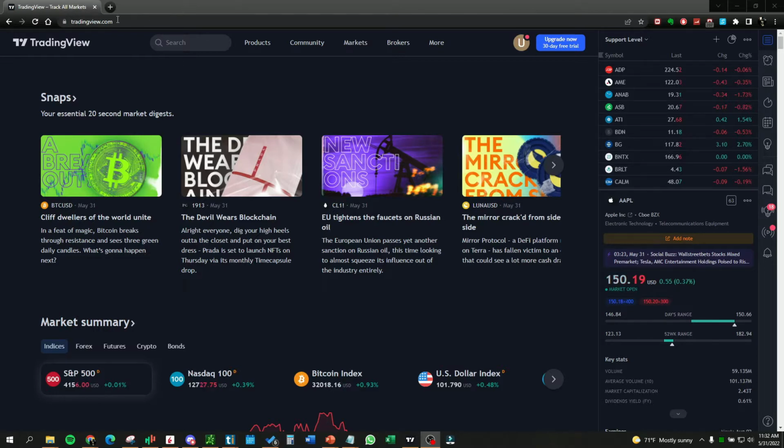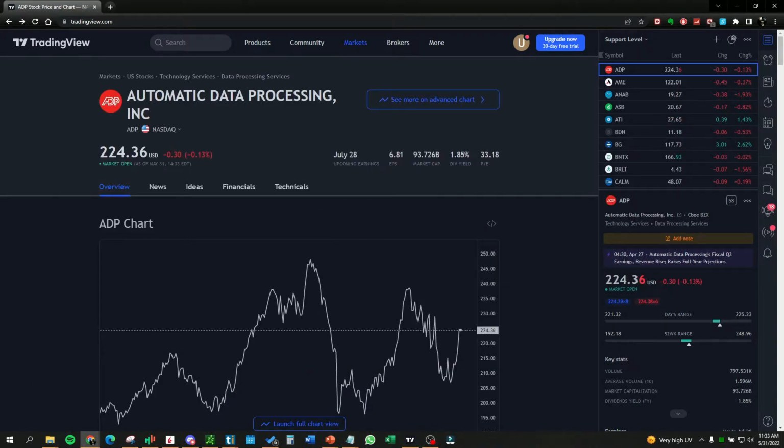Beginners can use this, experts can use this. To access this, open the browser and type in TradingView.com. And when you open it, it's going to be like this. You can use the free version or you can use the advanced version. But for the purposes of this video, I will be using the free version.